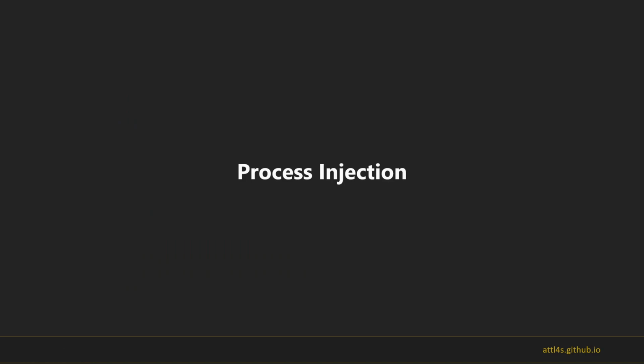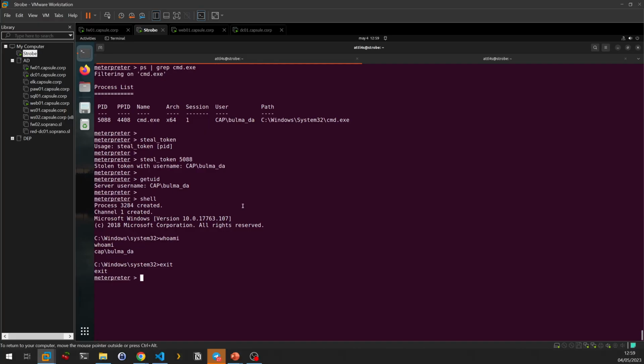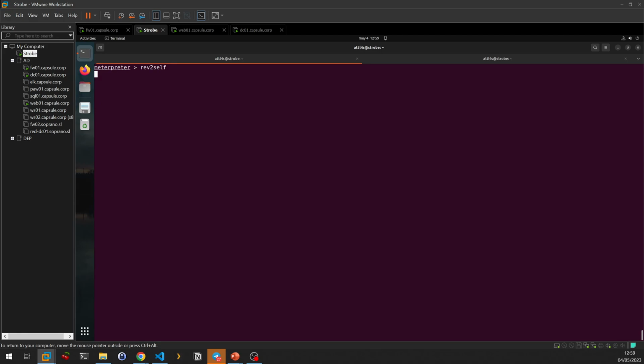On the other hand, we have process injection. So here we are essentially just, if we have enough rights, we can open the process, we can write our capability or our payload and execute it. So the payload is going to run with the desired security context. Okay, so essentially if we come back to the original state with rev2self, we are again Vegeta.